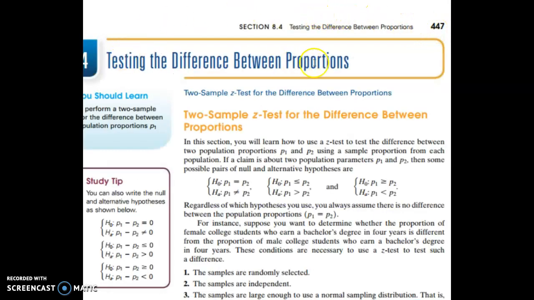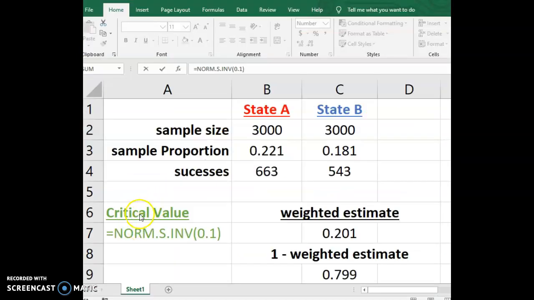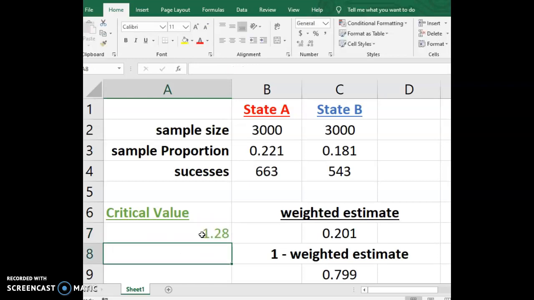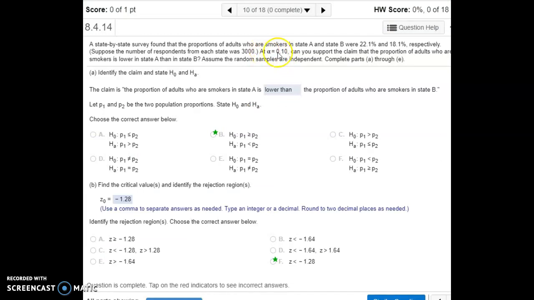When we're testing the difference between proportions, we use the normal distribution, z-test, to find the critical values for our rejection region. We're going to use this formula for the normal distribution, plug in what alpha is, and this is a one-tailed test. It's a left-hand less than test, so Excel will give the correct critical value back. So for our given level of alpha, we have our critical value. Anything less than that, further in the left hand of the tail, will be in the rejection region.